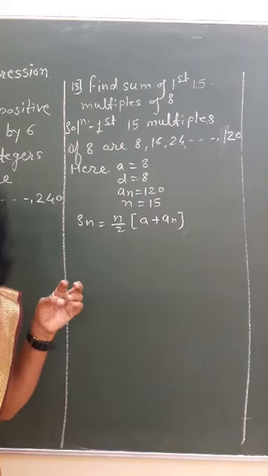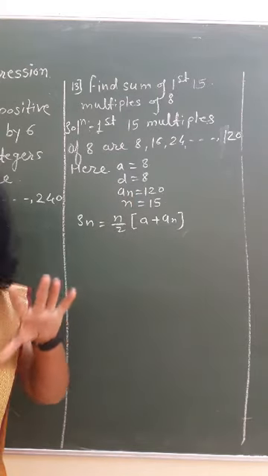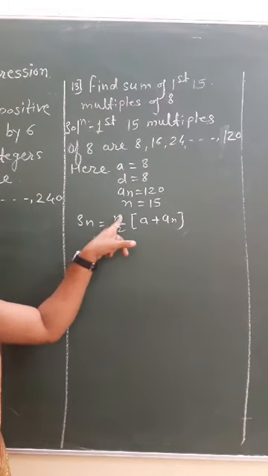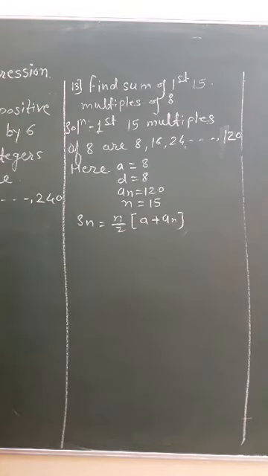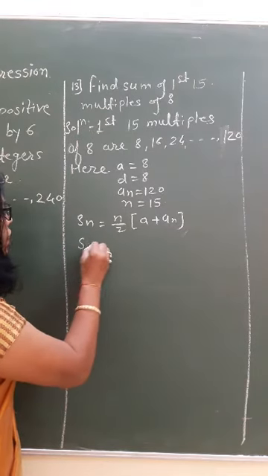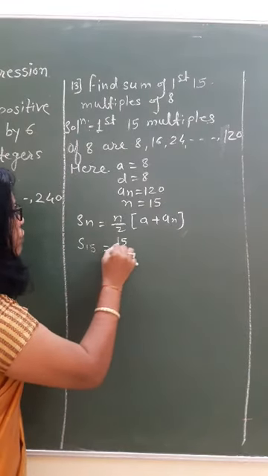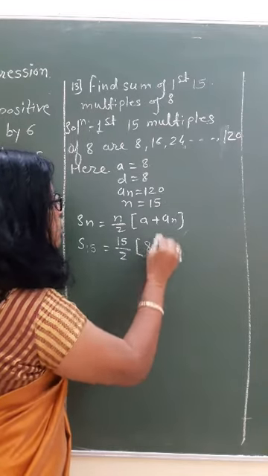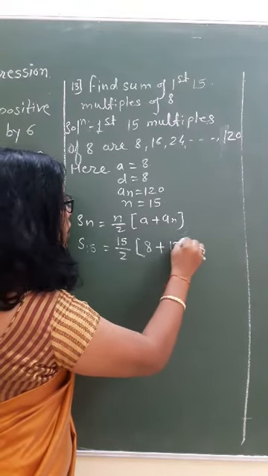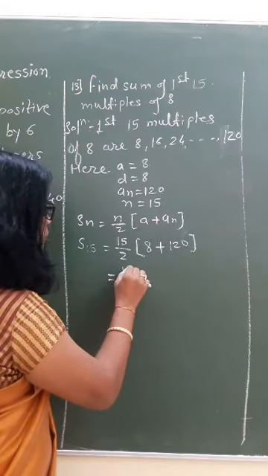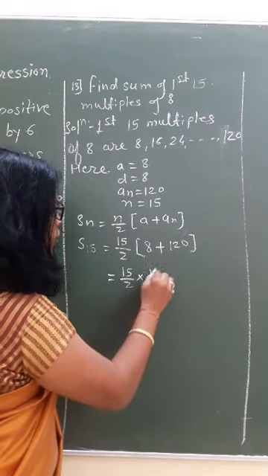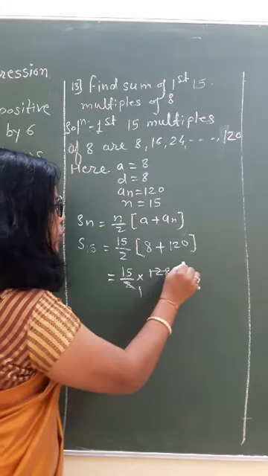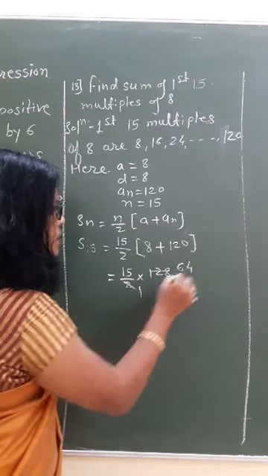I know the last term, I know the first term, and I have the number of terms, so I will use the formula Sn is equal to n by 2 in the bracket a plus an. So S15 is equal to 15 by 2 in the bracket, the first term a, which is 8, and the last term 120. So I get 15 divided by 2 into 128. This is divisible by 2: 2 ones are 2, 2 sixes are 12, and 2 fours are 8.